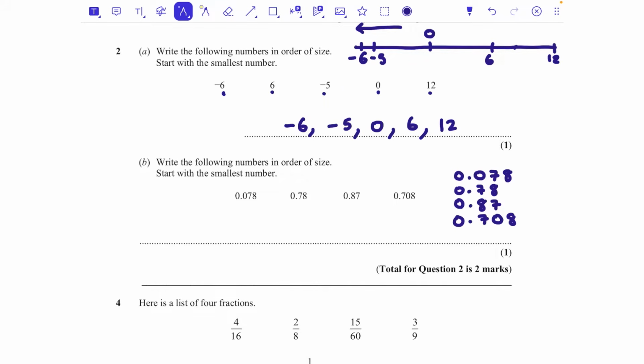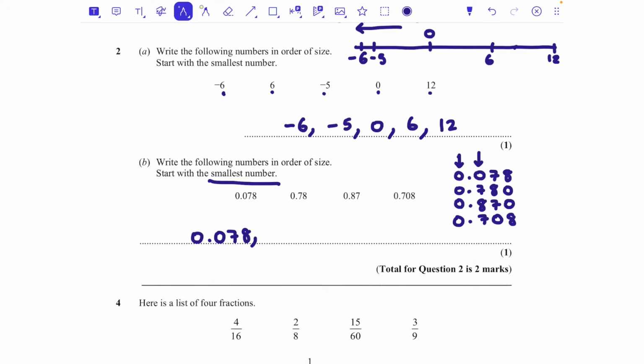Now what a lot of students find helpful is then filling in any gaps with zeros. Just makes it a little bit easier to compare. But what we're doing is we're looking first at the ones column. They're all zeros. So I can't tell which is the biggest and which is the smallest. Then I'm looking at the tenths column and I'm looking for the smallest number, which is going to be the one with a 0 in it. So 0.078 is the first one there.